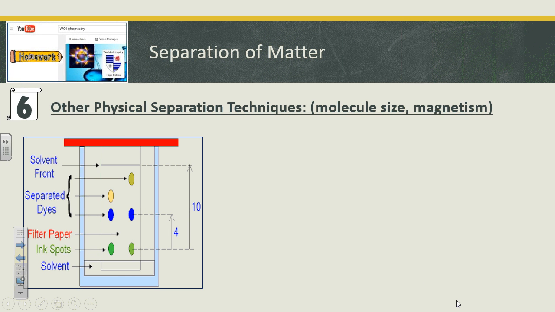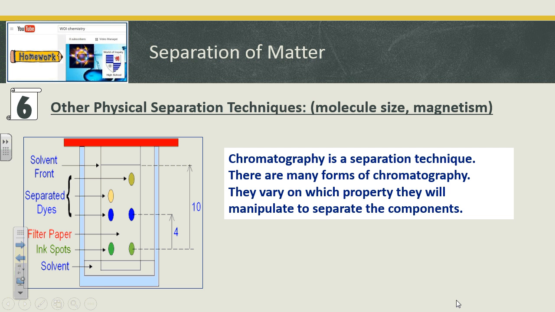Other physical separations that we won't use so much have to do with molecular size or magnetism. One example would be chromatography. You probably did this in living environment when you did the pigment of a plant cell, right? When you had to make connections. This is going to be based on particle size. There are many different chromatographies available to us: high pressure liquid chromatography, gas chromatography, paper chromatography, all used to manipulate different physical and chemical attributes to separate them from one another.